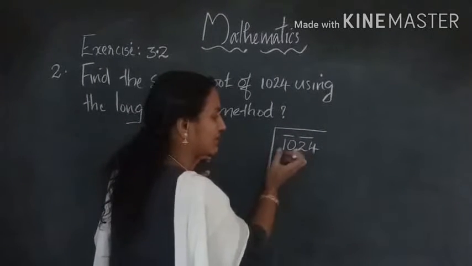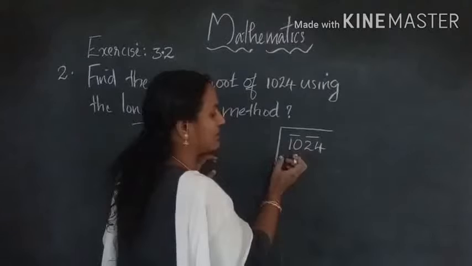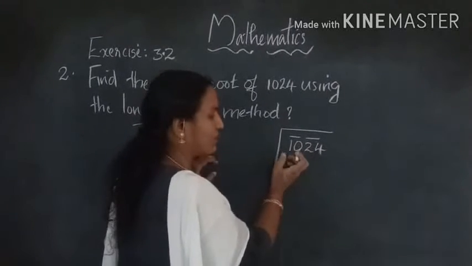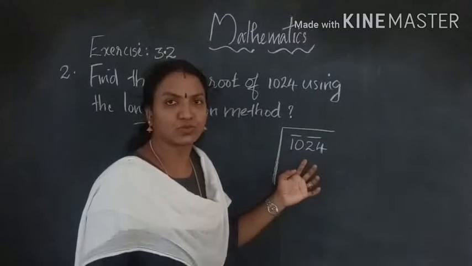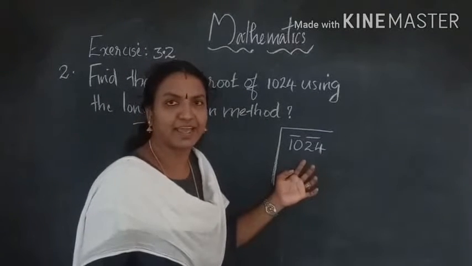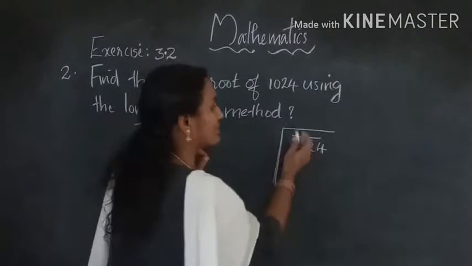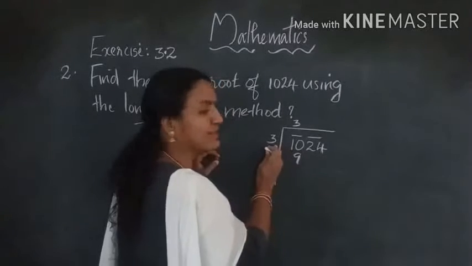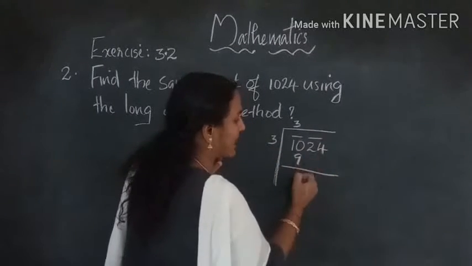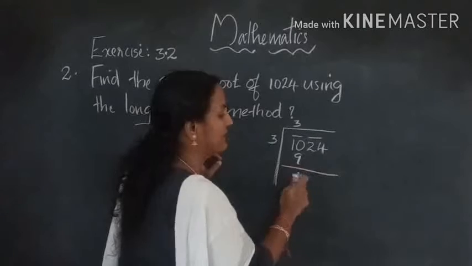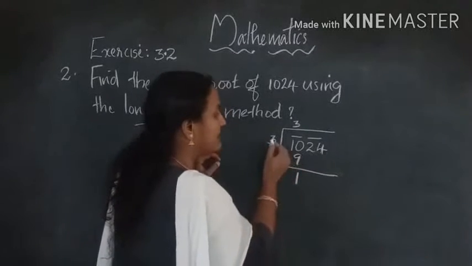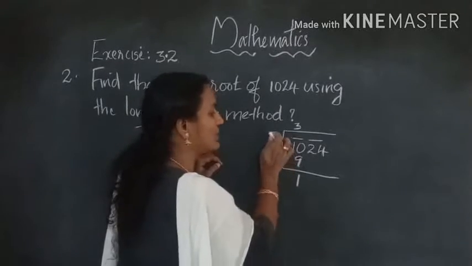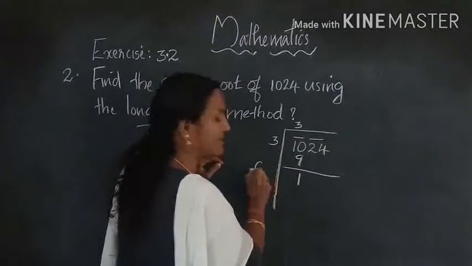First we take the first group 10. We think of the nearest perfect square which is less than or equal to 10. 1 square is 1, 2 square is 4, 3 square is 9, 4 square is 16. So 3 square. 3 3s are 9. Here the divisor is 3. Subtracting 9 from 10, remainder is 1. Next, double the divisor means 2 into 3. 2 into 3 is 6.